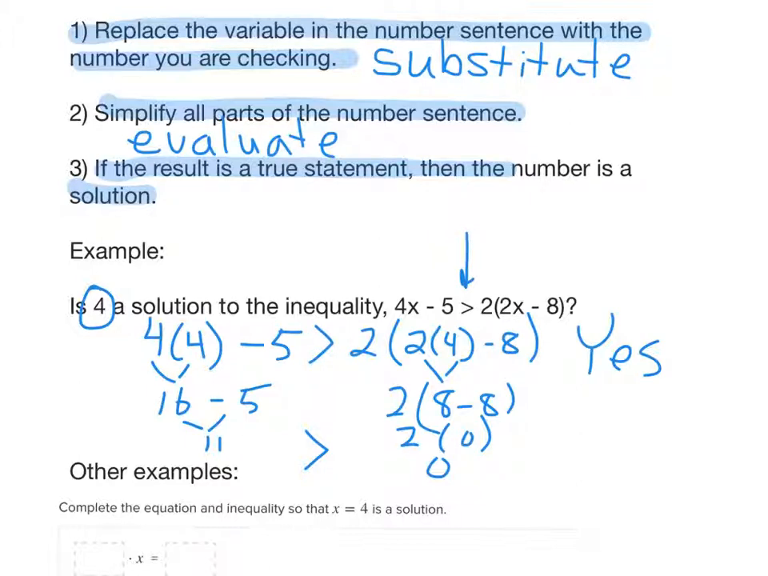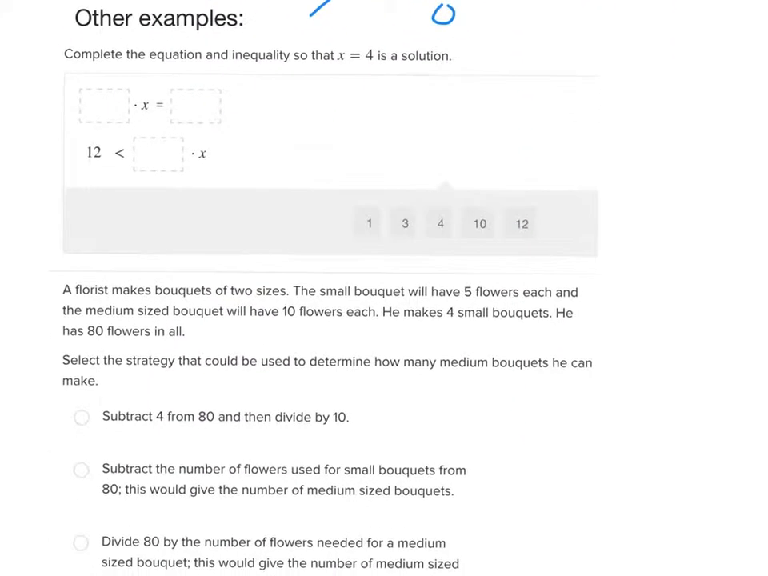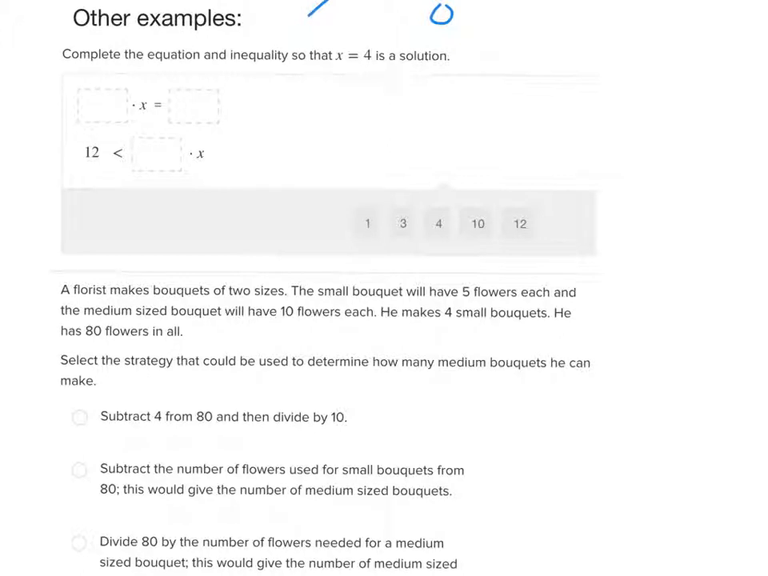Let's look at some other examples that you don't have to put in your notes. Complete the equation and inequality so that x equals 4 is a solution. Okay, so we know that the x has to be a 4. So this x is going to get replaced by 4. So what times 4 equals some other number? What's a multiple of 4 in here? I think 12. What number times 4 makes 12? 3. So if we build 3 times x equals 12, 4 is a solution.